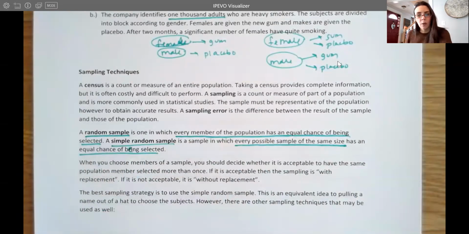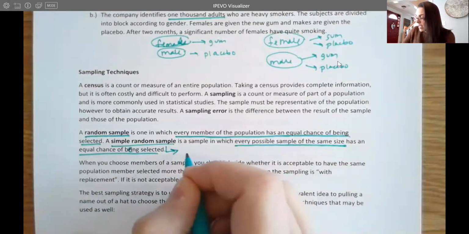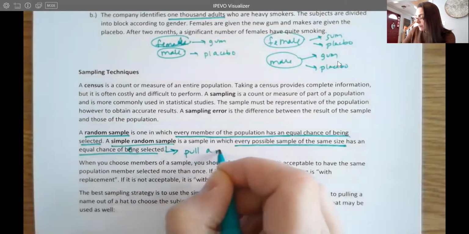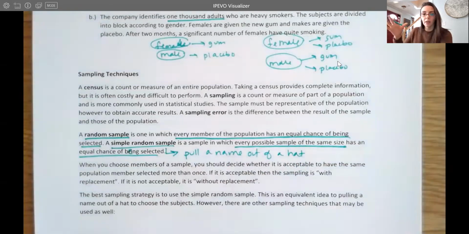Now, for our purposes, I don't want you to stress too much about random versus simple random. But let me give you an example. A simple random example, the classic way to think of it is to pull a name out of a hat. Right? That kind of theoretical idea of put all the names in a hat, pull a name out randomly. That is a simple random sample. So if I were to survey US adults, right? Theoretically, every single US adult would be in that hat, and I would just randomly pull out however many I need. That is the absolute best way that you can sample.